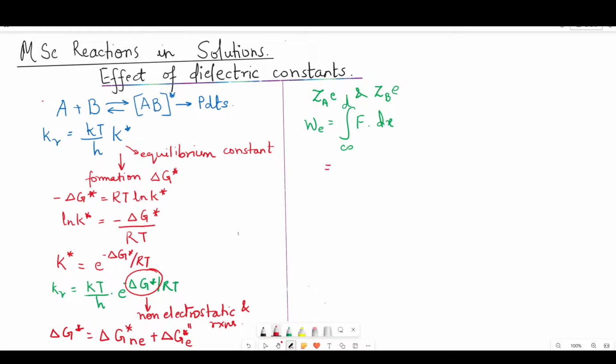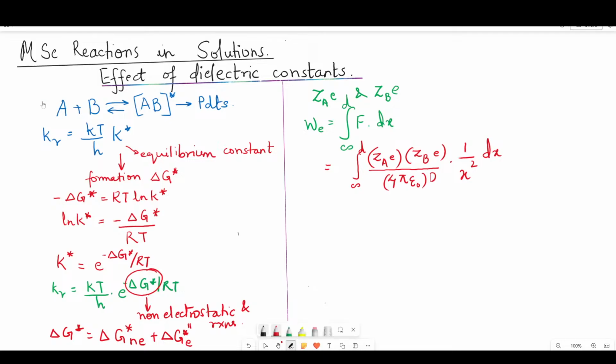That will be equal to the integral from infinity to distance d of the force between these two charges, that will be ZAE ZBE divided by 4 pi epsilon naught D. I assume that you know that 4 pi epsilon naught is a constant value we consider, into the integration of dx, which will be 1 by x square dx.